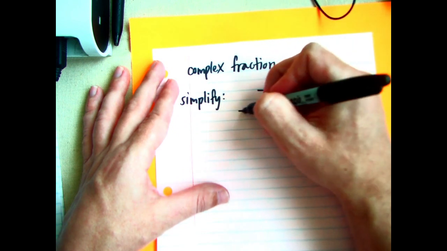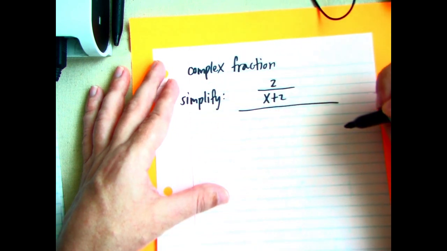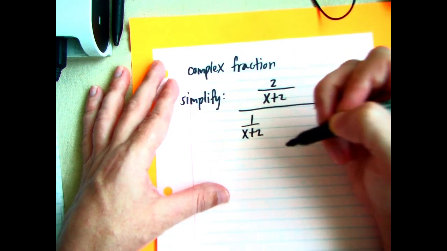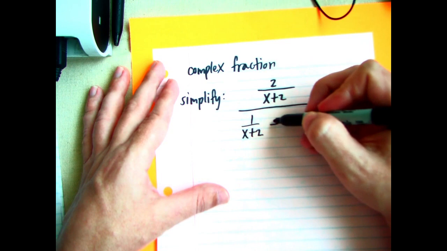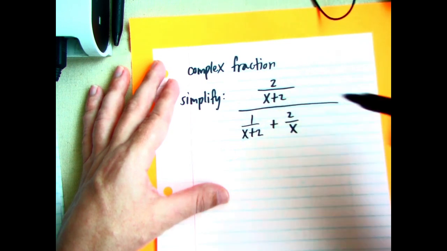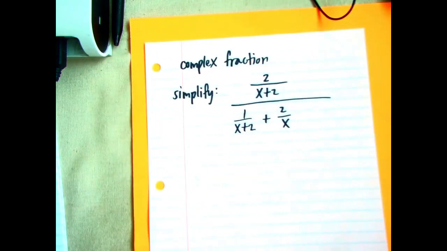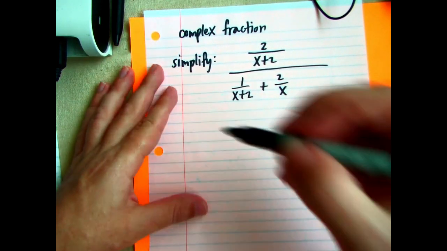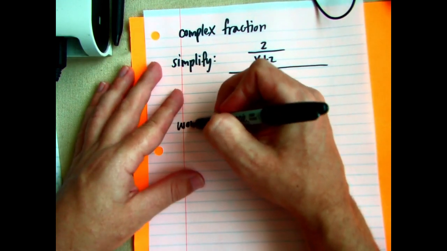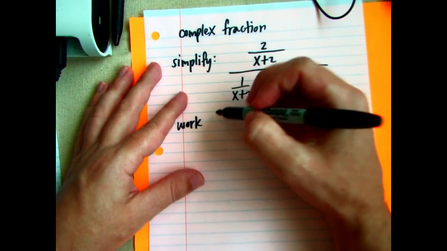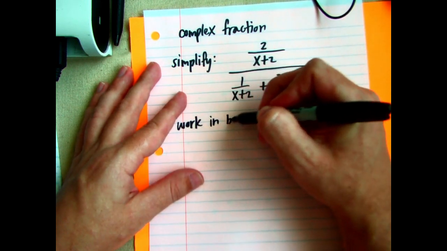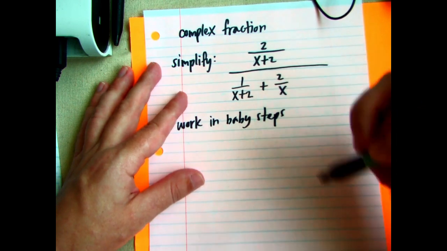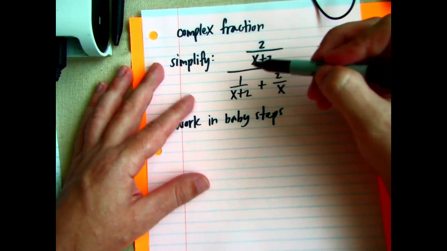Alright, it's now time for a complex fraction, which is basically a fancy title for a fraction inside of a fraction. So in this big nasty thing, we have some fractions within fractions. So we gotta simplify this. Never really want a complex fraction, never really want fractions in fractions. We can always simplify this. So I suggest working in baby steps.